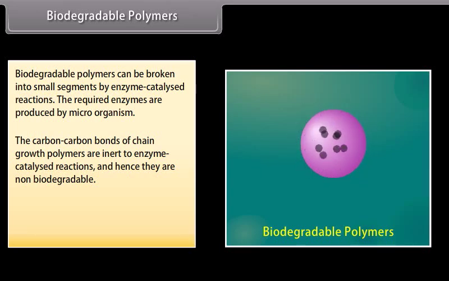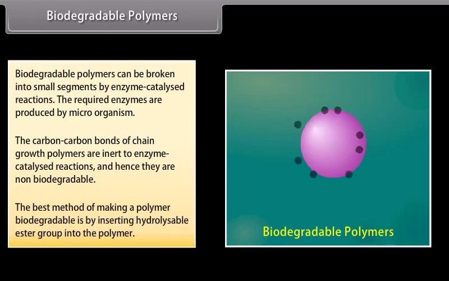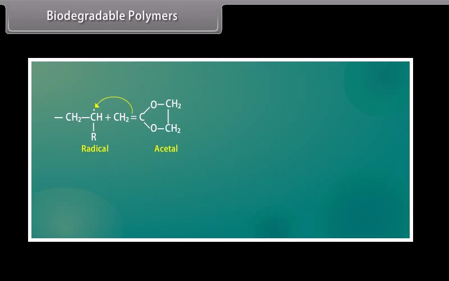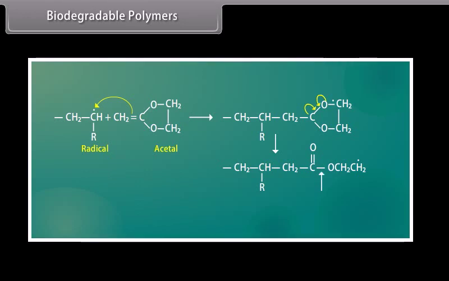broken by the enzymes. The best method of making a polymer biodegradable is by inserting hydrolyzable ester group in the polymer. For example, if acetal is added to an alkene undergoing radical polymerization, ester group will be inserted into the polymer. The weak links in the polymer are susceptible to enzyme-catalyzed hydrolysis.